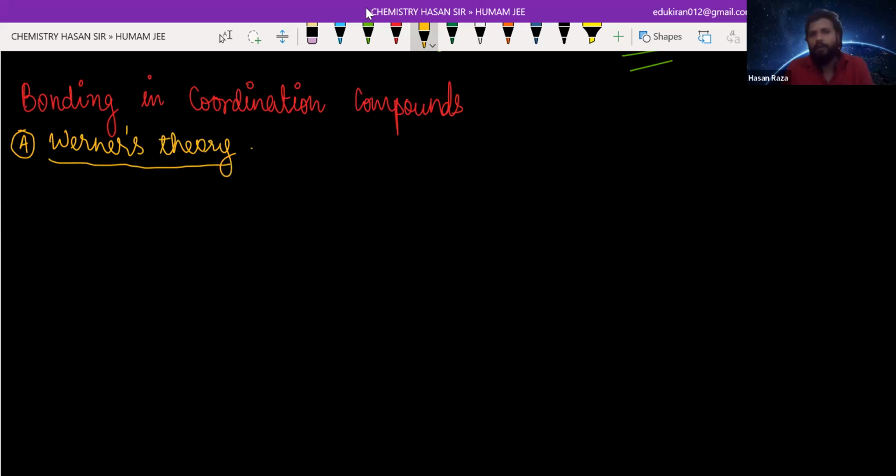So what does this Werner's theory say? We will talk about this, and this is very limited. Werner theory is all about coordination number 6. That means it will have 6 coordinate bonds. Very simple. So I'm going to write it, write along with me, then I'll explain it.